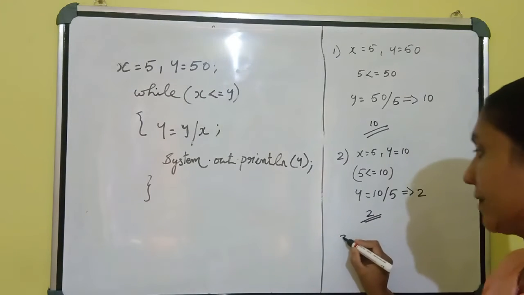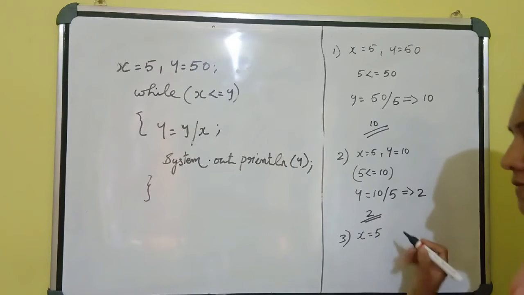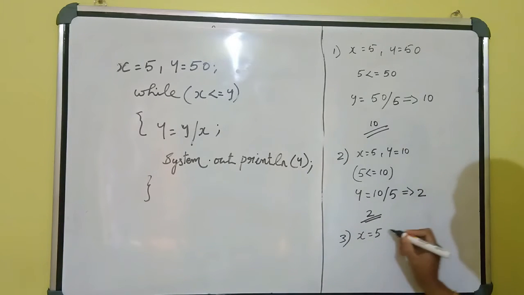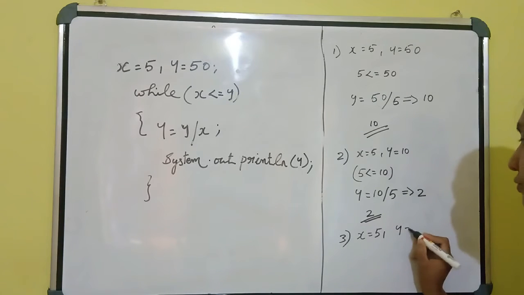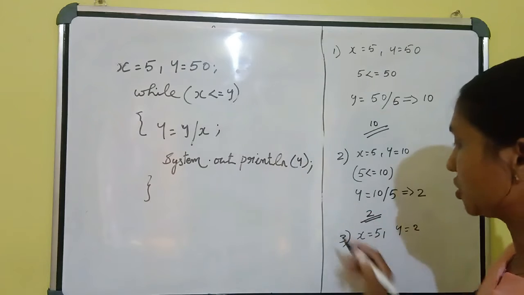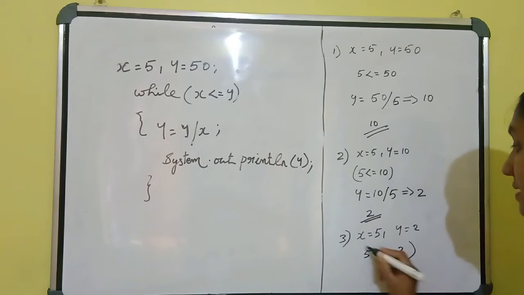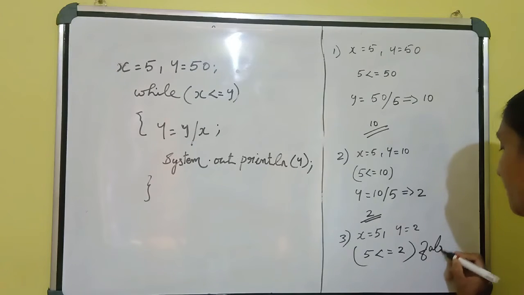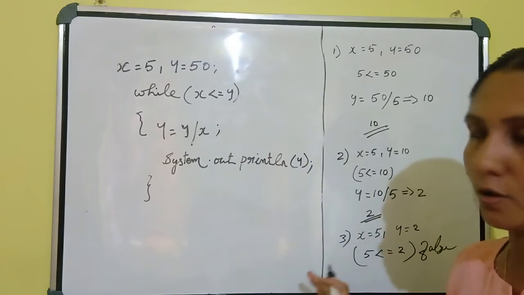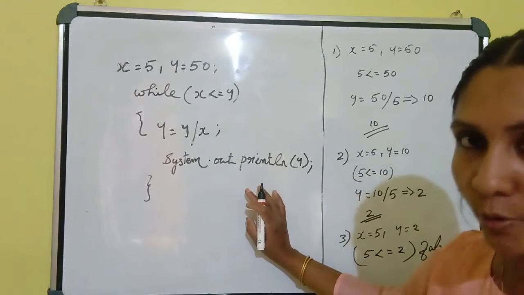Next time, what are the values of x and y here? x equal to 5, x will not change because there is no other operation with x. Then y is now 2. When we apply these values into the condition, that means 5 less than or equal to 2. This is false. That means we can't go inside the loop. This loop will terminate.